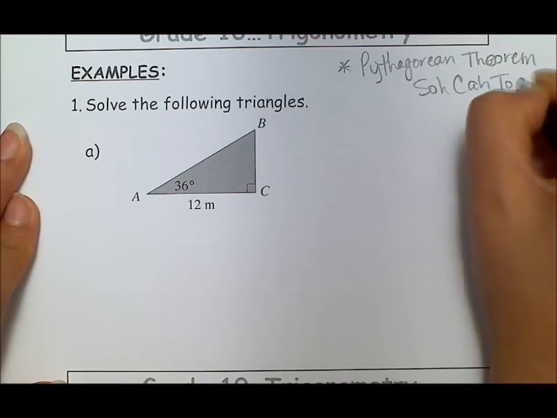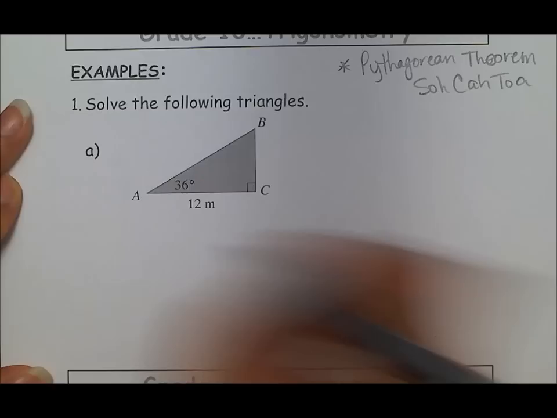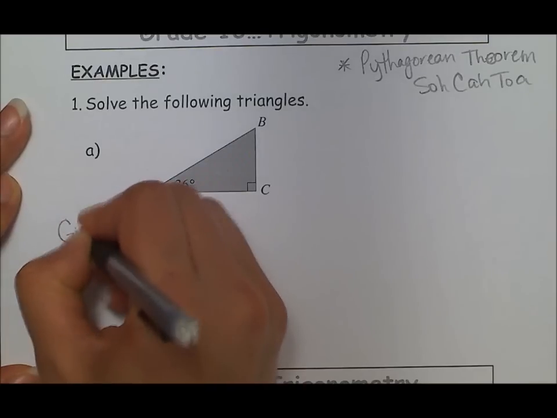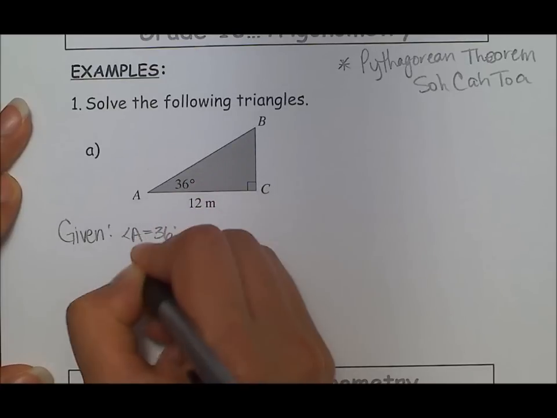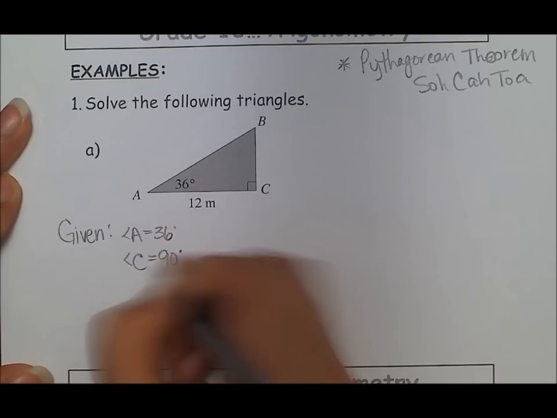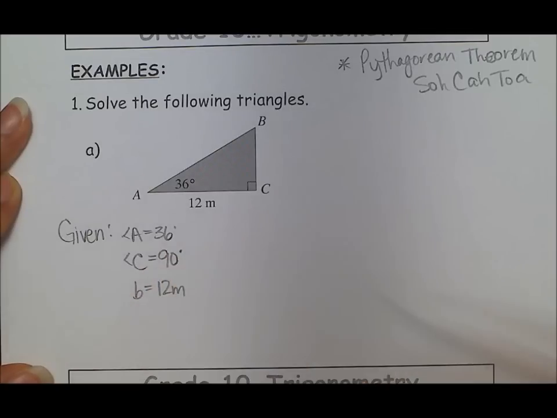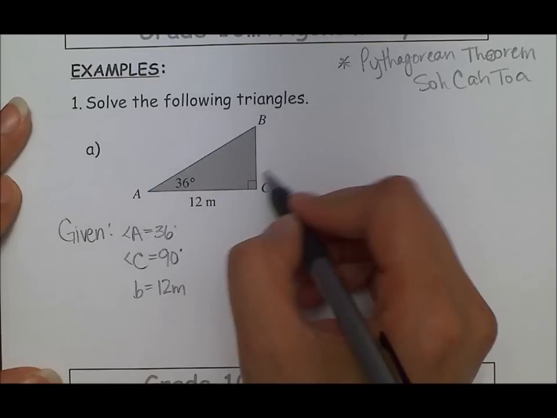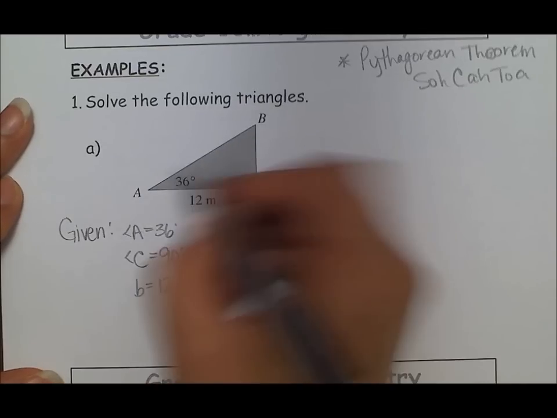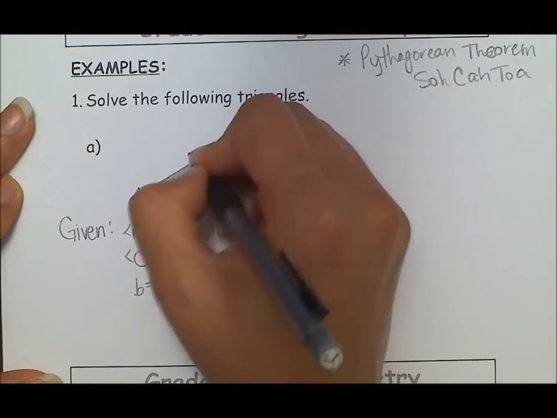And so I'm going to list the information that I'm given, and the information that I need to solve for. So I'm given angle A is 36 degrees. I'm given that angle C is 90 degrees. And I'm given that little b is 12 meters. Remember the way we label the side lengths? It's the lowercase version of whatever is the angle across from it. So if this is angle A, this would be side little a. If this is angle C, this would be side little c, and that would be side little b.